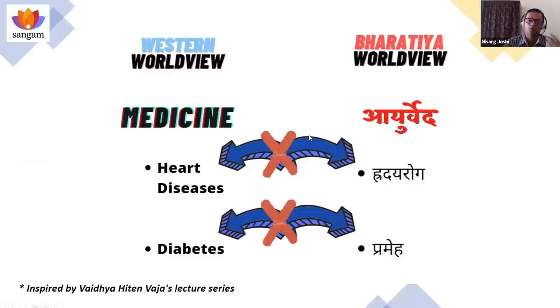For example, Hriday Rog. In Ayurveda, it says that Arjun ki chhal Hriday Rog ke liye achhi hai, right? Okay, so use it for heart diseases blindly. That's a trap. If you do that, you will fall more sick, because in Ayurveda, there is no generalization of medicine. Arjun ki chhal may be good for someone with a heart disease, may not be good for someone with the same heart disease. We can't really do this apple to apple comparison and devise products or ideas for health.